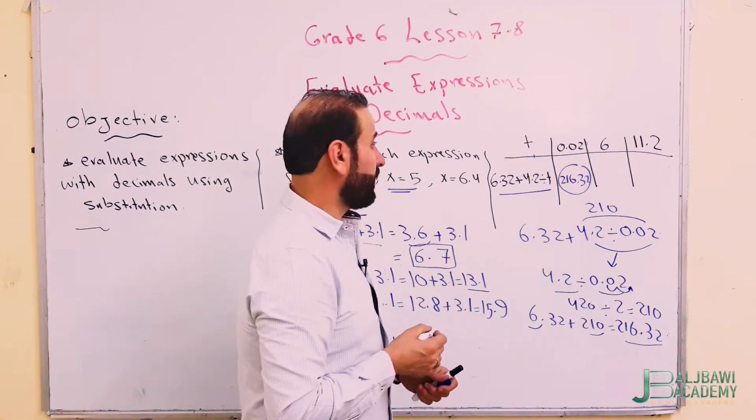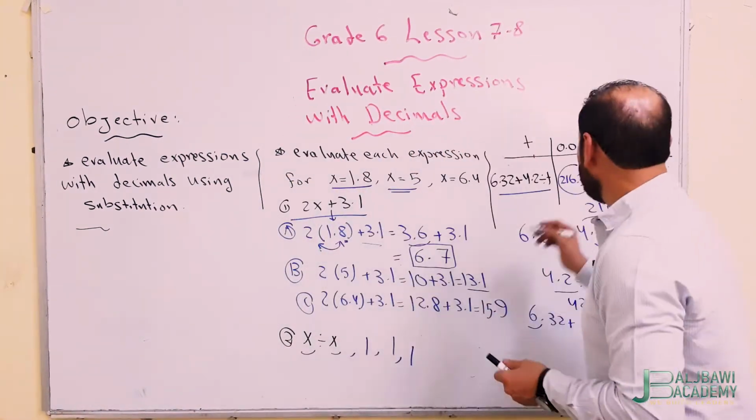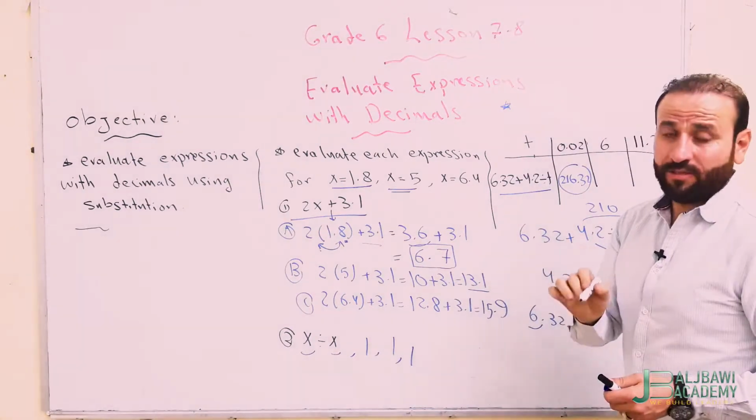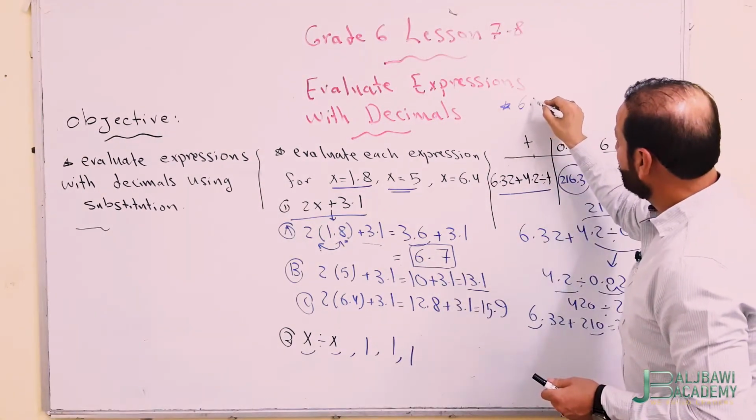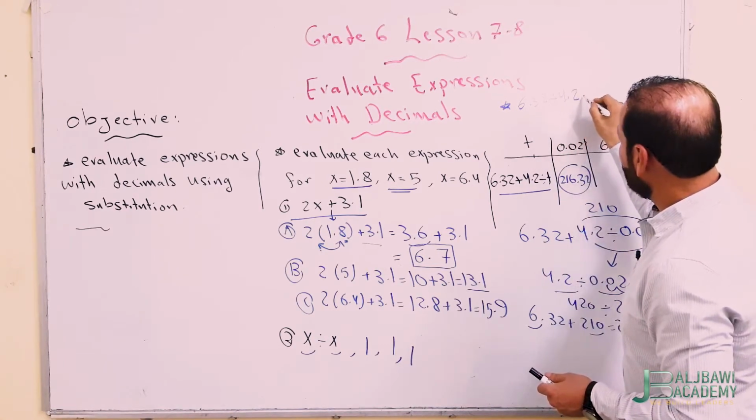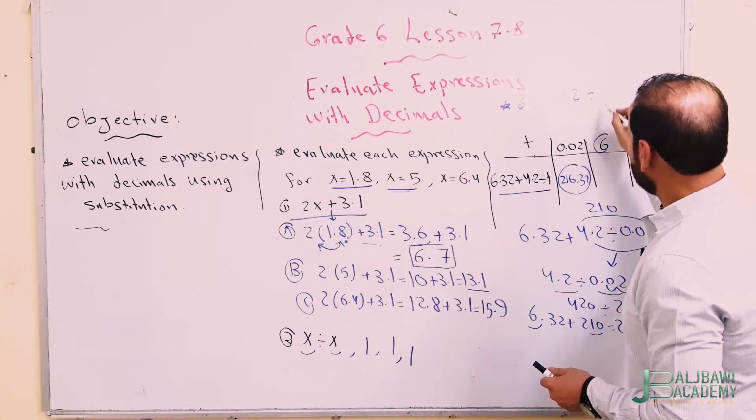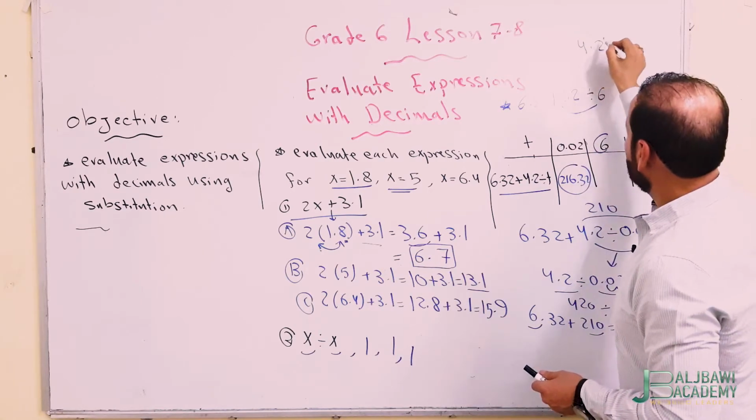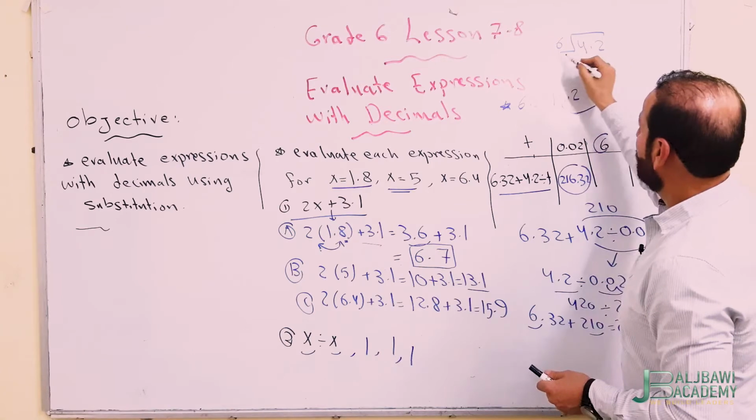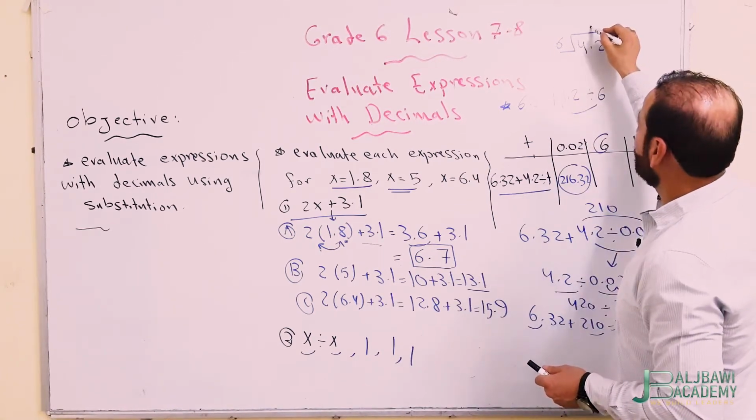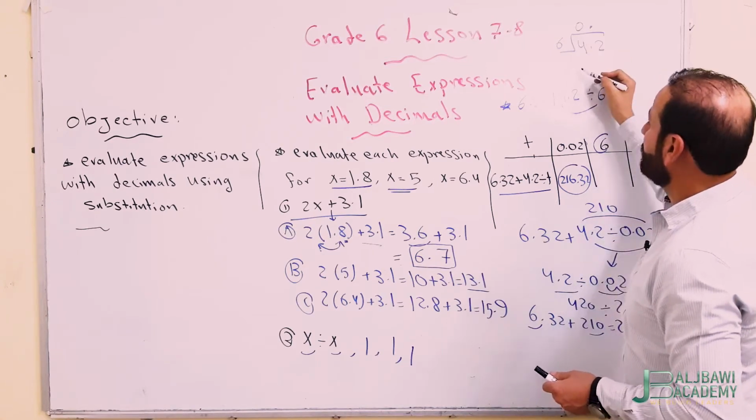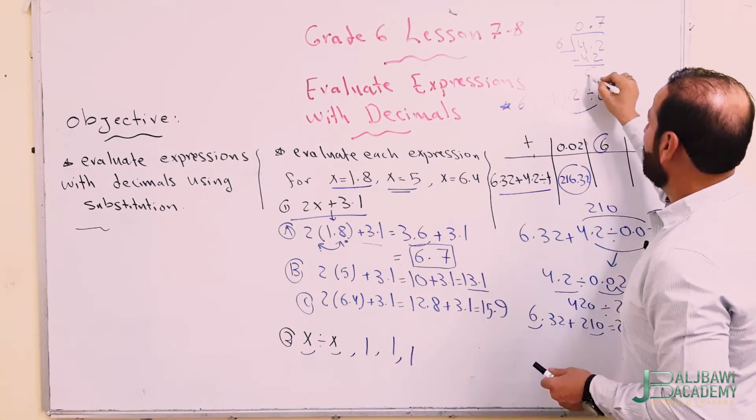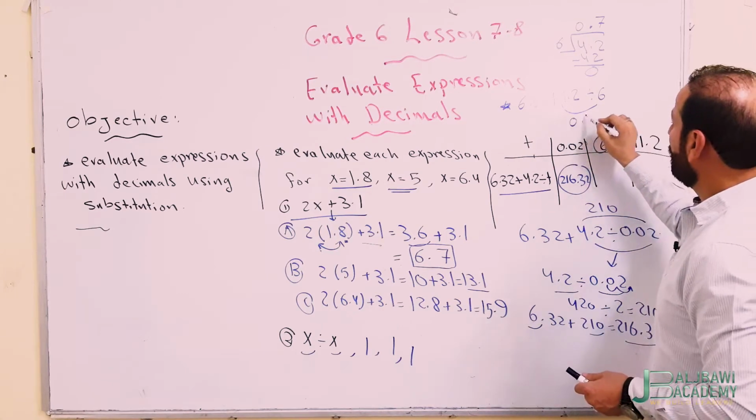Now we need to evaluate the expression for t equals 6. So the first step is to substitute: 6.32 plus 4.2 divided by t. What's the value of t? 6. So I need to divide 4.2 by 6. Of course, the divisor is a whole number, so I place the point up. 4 divided by 6 we cannot, so we put 0. 42 divided by 6 equals 7. 7 multiplied by 6 equals 42. When I subtract them, I get 0. So the answer is 0.7.